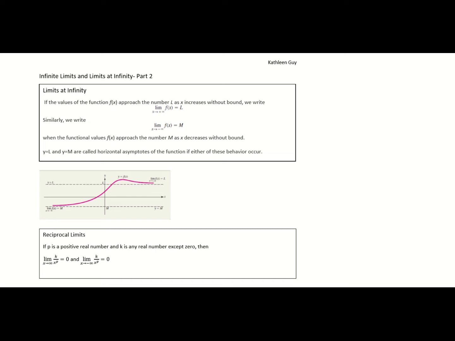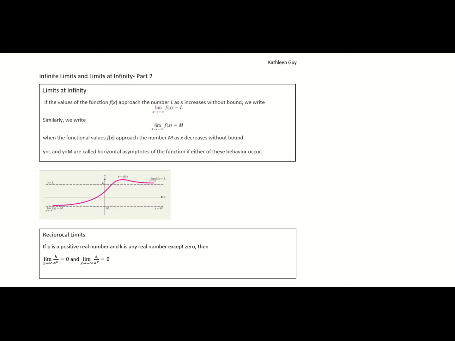And so there's a nice little diagram that shows this, right? x increases without bound and it's getting closer and closer to the line y equals L, which is the top line. And then as x goes to negative infinity, it's getting closer and closer to the line y equals m. So if you know that this behavior is happening, you have a horizontal asymptote, or vice versa. If you have a horizontal asymptote, you know that this behavior has to occur.